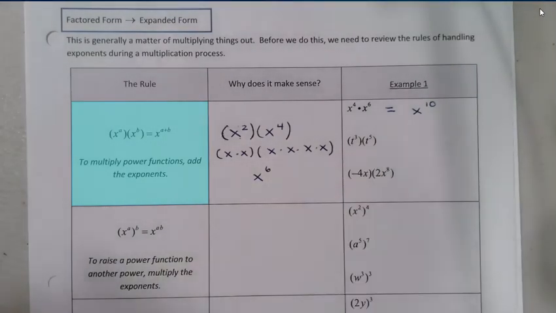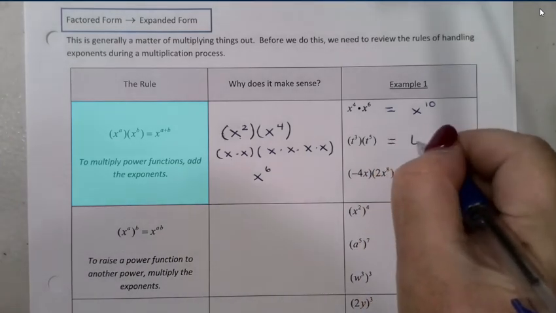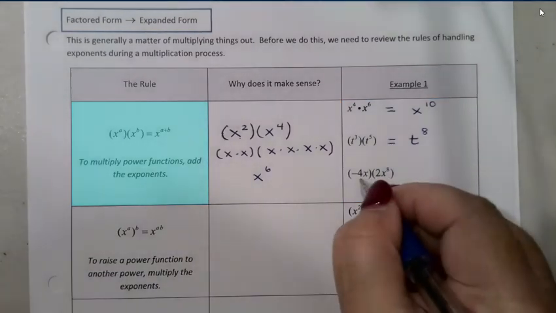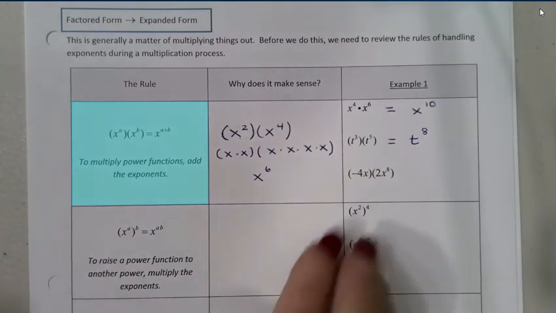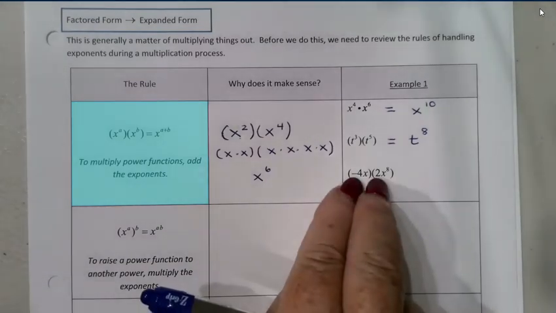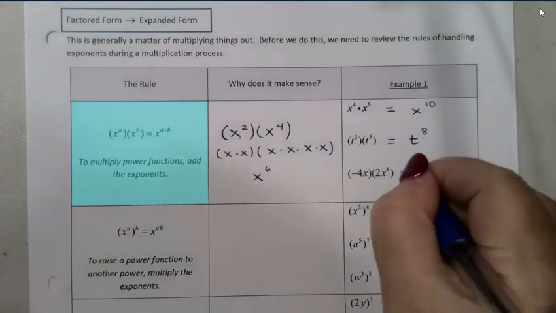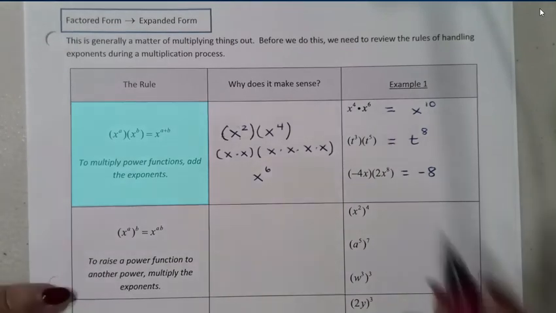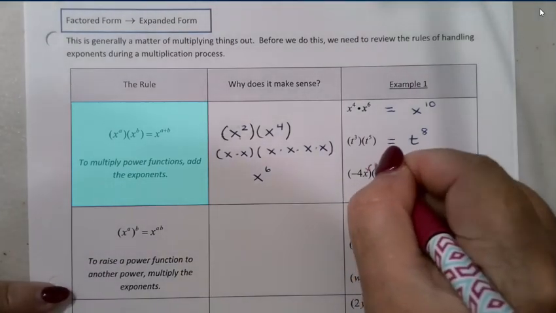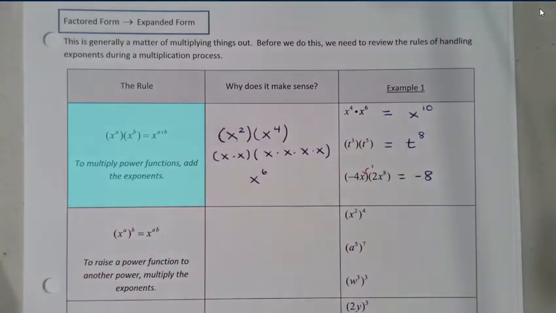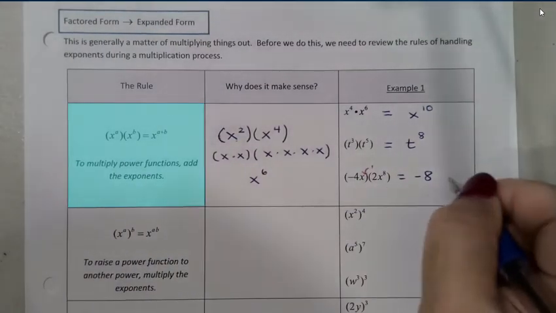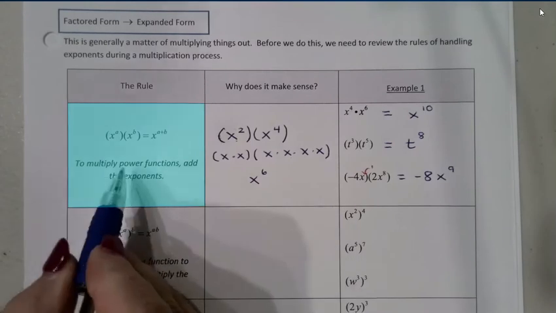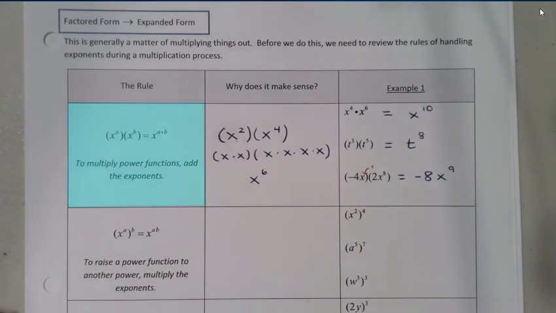t to the 3rd times t to the 5th. I would add the powers and get t to the 8th. Negative 4x times 2x to the 8th. I'm multiplying these together, so I really do multiply the coefficients, negative 8. And I'm going to add the powers. Just a reminder, this x here is really a first power, even though it's not written on there. So I'd add the 1 plus the 8 and get x to the 9th. So to multiply power functions, we add the exponents.